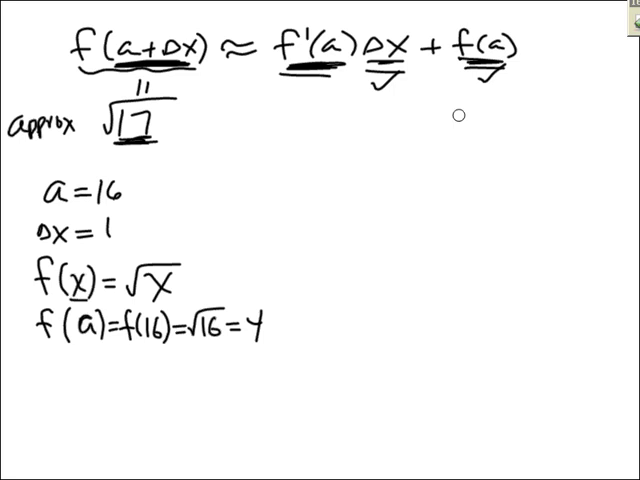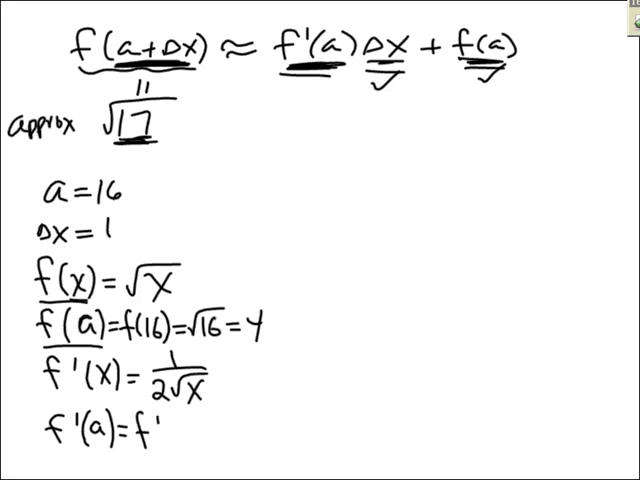The next thing we want to find out is f prime of a. Well, before you can find f prime of a number, like before we can find f of a number, we have to find f prime of x. If f of x is the square root of x, you should know that f prime of x is 1 over 2 times the square root of x. And therefore, f prime of a, better known as f prime of 16, is 1 over 2 times the square root of 16. If the square root of 16 is 4, then 2 times 4 is 8.